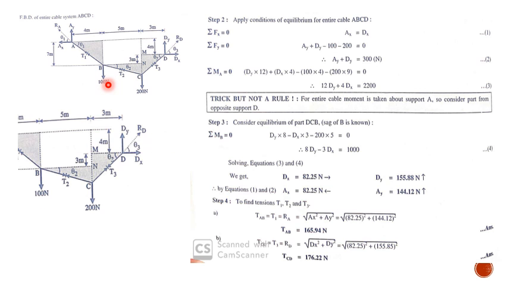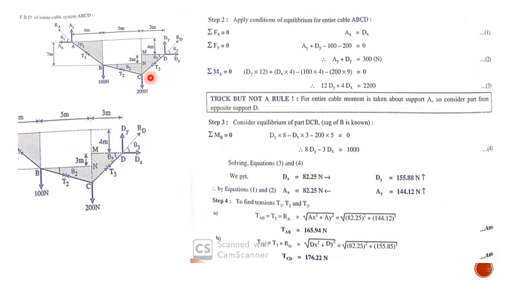First of all, draw the full free body diagram of the entire cable. At support A, it's a hinge support, two reactions AX, AY and net reaction RA. At D, there will be two components DX, DY and net reaction RD. 100 Newton force at B, 200 Newton force at C. Tension along AB is denoted by T1, BC by T2 and along CD by T3.